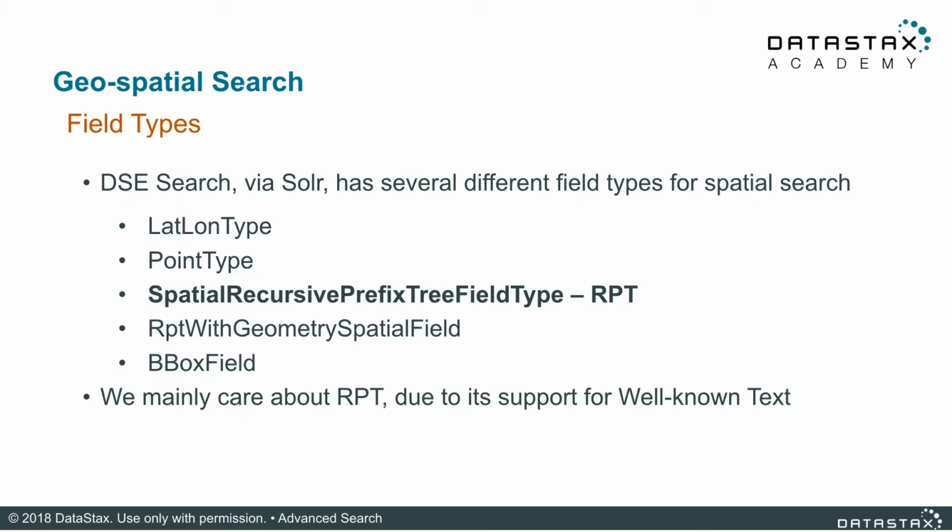Since we do not need to do the mapping automatically, you'll want to know what field types are available to use for the search index schema. Solr actually has several different field types to use for spatial search and geospatial search, some being older and even deprecated. The one that we are really interested in, though, is the Spatial Recursive Prefix Tree field type, or RPT, since that explicitly supports data formatted as well-known text and is what we should use for the point type and line string type.